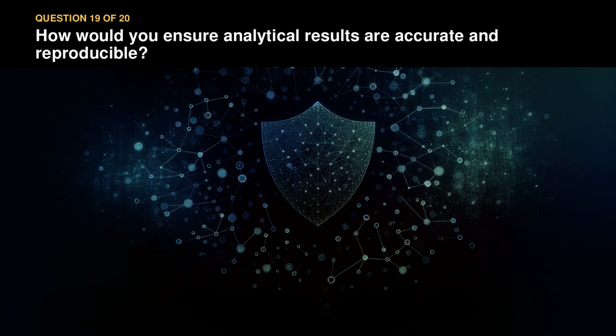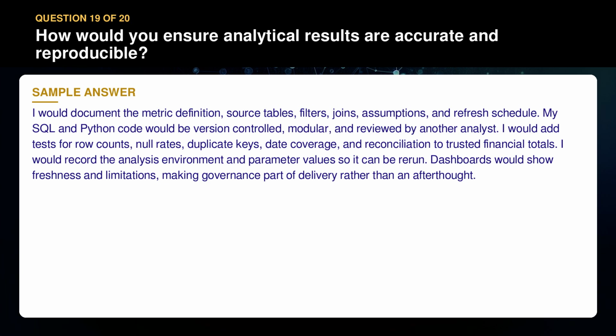Question 19. How would you ensure analytical results are accurate and reproducible? I would document the metric definition, source tables, filters, joins, assumptions, and refresh schedule. My SQL and Python code would be version controlled, modular, and reviewed by another analyst. I would add tests for row counts, null rates, duplicate keys, date coverage, and reconciliation to trusted financial totals. I would record the analysis environment and parameter values so it can be rerun. Dashboards would show freshness and limitations, making governance part of delivery rather than an afterthought.